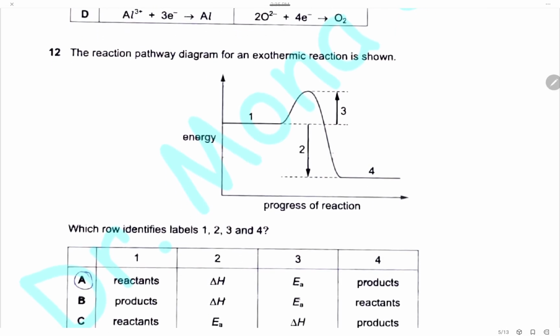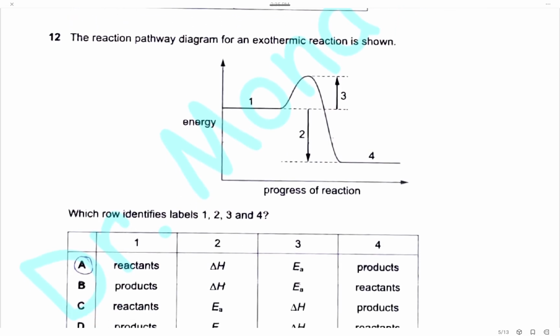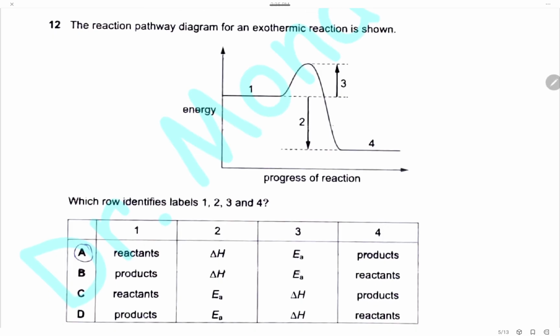Question 12. The reaction pathway diagram for an exothermic reaction is shown. It is an exothermic reaction, so the reactants are at a higher energy level than the products. So of course here number 1 will be the reactant and 4 will be the product. The difference between the reactant and the product is delta H, and this hump represents of course the activation energy for the reaction. So 1 will be the reactant, 2 is the delta H, 3 is the activation energy, and 4 is the product. The correct answer will be A.